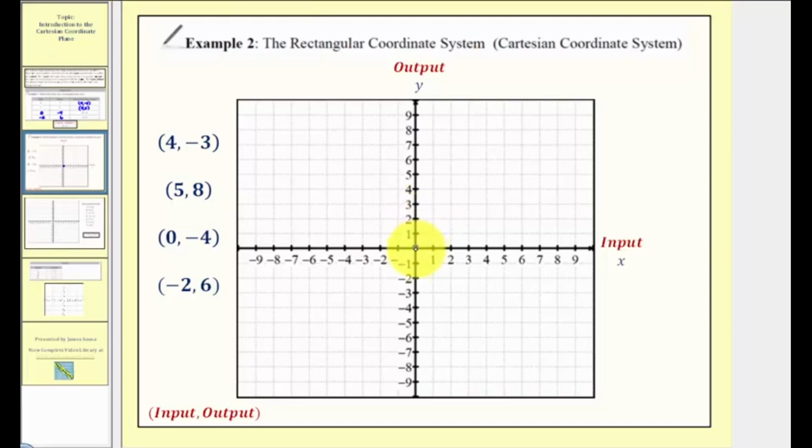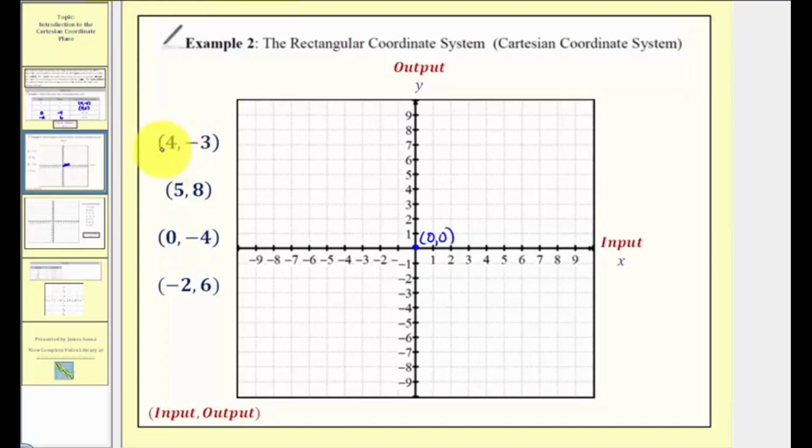The origin has the ordered pair or coordinates 0, 0. So at this point or this location, the input is 0 and the output is 0. We can use this coordinate system to represent the relationship between two variables graphically. For example, every ordered pair here would be a unique point or location on this coordinate system. Let's go ahead and graph these four ordered pairs by plotting them as points on the coordinate system.